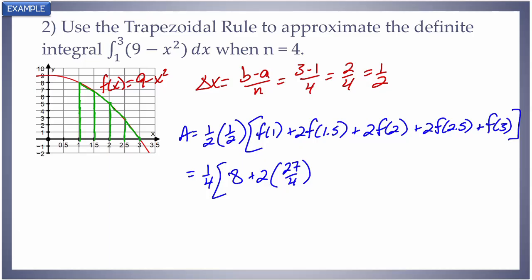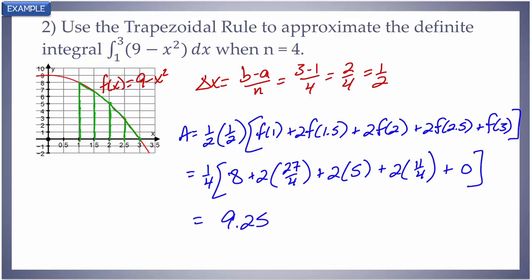When you take 1.5 and plug it into your function there, plus 2 times f of 2, which is going to be 5, plus 2 times f of 2.5, which is going to be 11/4. And you already knew that f of 3 is 0. And when you work that out, you're going to get about 9.25 or 9 1/4. So 9.25 square units is approximately the area under the curve from 1 to 3.